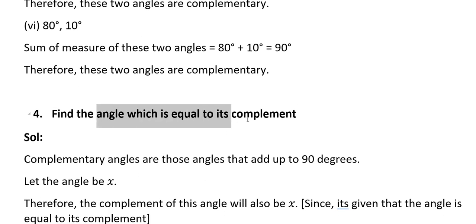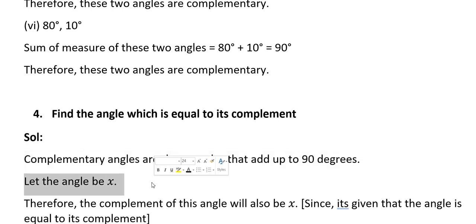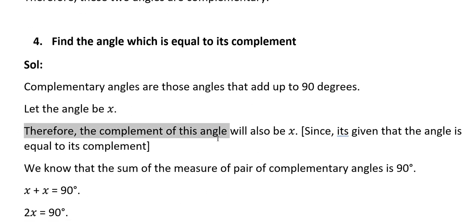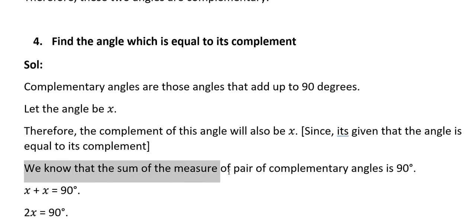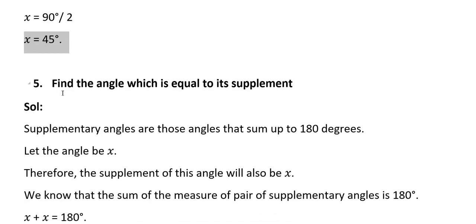Find the angle which is equal to its complement. Solution. Complementary angles are those angles that add up to 90 degrees. Let the angle be x. Therefore, the complement of the angle will also be x, since it's given that the angle is equal to its complement. We know that the sum of the measures of a pair of complementary angles is equal to 90 degrees. x plus x is equal to 90, 2x is equal to 90, x is equal to 90 by 2, that is x is equal to 45. So each angle is 45.